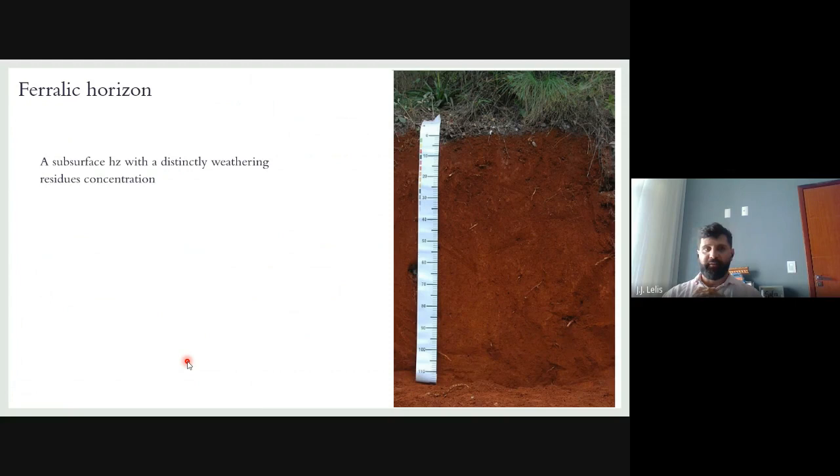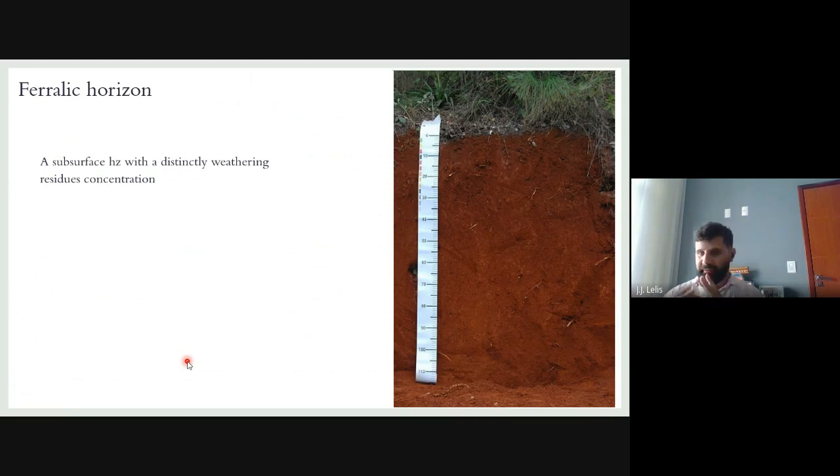Okay, the ferralic horizon does not present any kind of high activity clay. So we can see here materials or clays that could be related to incipient weathering.